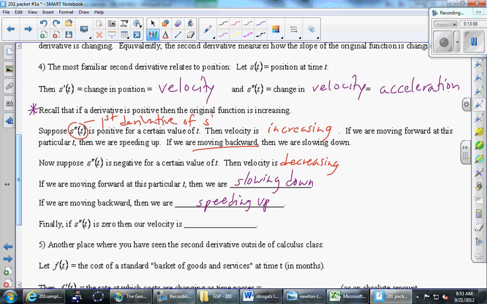So it's really easy to make the following mistake. If acceleration is positive, I am speeding up. It's not true. We don't have enough information. You need to know which way you're headed. If you're going forward, it's true. But if you're going backward, it's false.